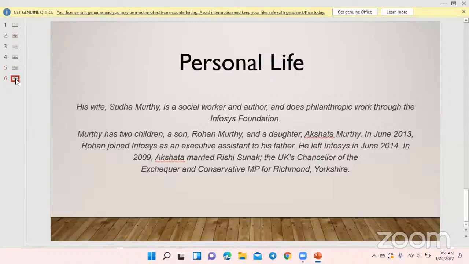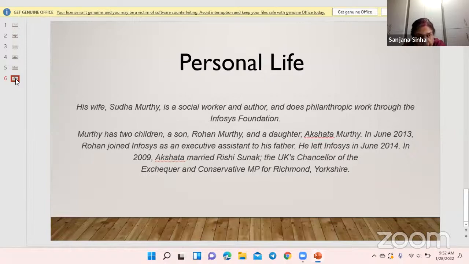Now, his personal life. His wife Sudha Murthy is a social worker and author and does philanthropic work through the Infosys Foundation. Murthy has two children, a son Rohan Murthy and a daughter Akshata Murthy. In 2013, Rohan joined Infosys as an executive assistant to his father. He left Infosys in 2014. In 2009, Akshata married Rishi Sunak, the UK's Chancellor of the Exchequer and the Conservative MP of Richmond, Yorkshire.